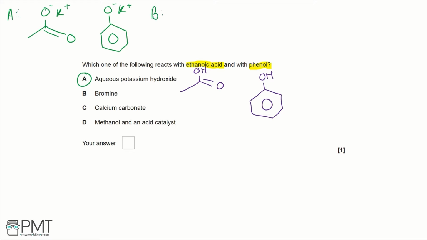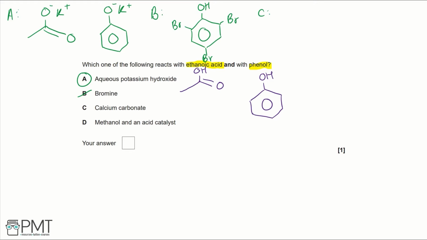Then looking at B, bromine. Bromine doesn't react with ethanoic acid, but it does react with phenol. And it will be tri-substituted if there's an excess of bromine, where it's substituted in the 2, 4, and 6 positions on the benzene ring. So here we've drawn our organic product for B, but it doesn't react with ethanoic acid, so it can't be our answer.